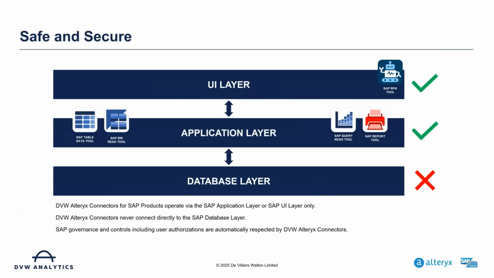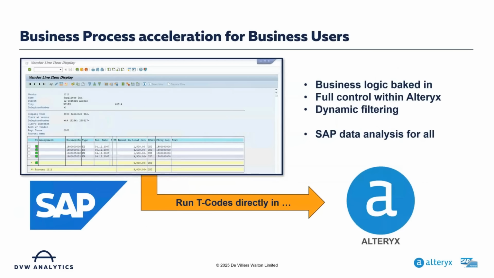So we work predominantly via the SAP application layer, which is really important because it means that we respect the governance and controls that are built into that SAP system. This means things such as the safety belts, the volume restrictions, and the authorizations of a given user are automatically respected by our software. And so the shorthand here is, despite our ability to work with very large volumes of SAP data in a very efficient way within Alteryx, we can do no harm to the SAP system itself. Okay, so that's something I want to assure you guys who are not currently using our software, maybe considering it.